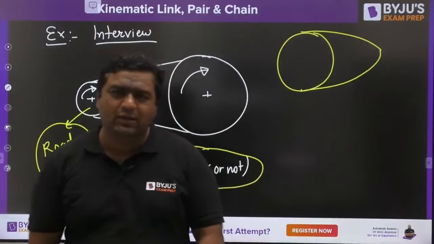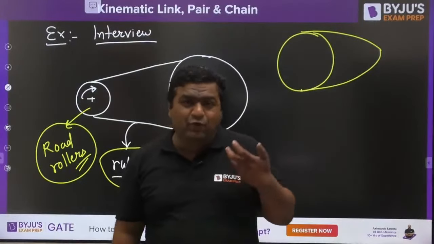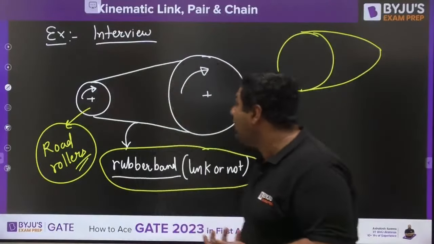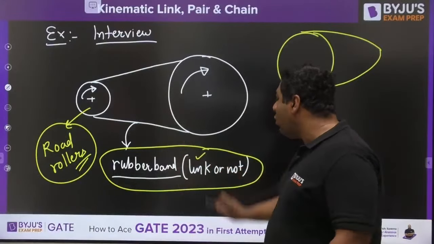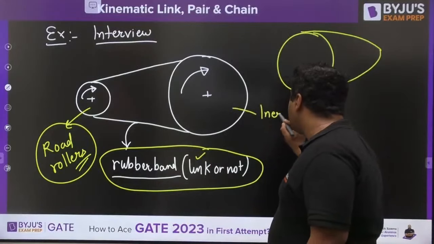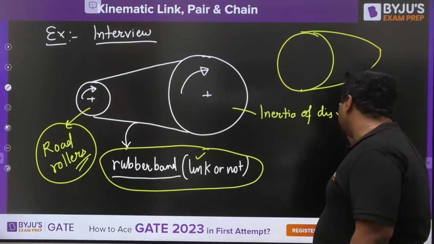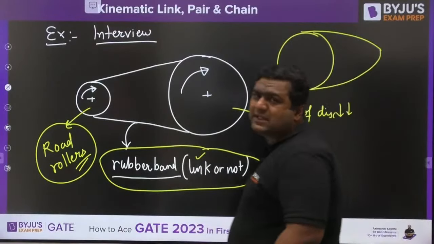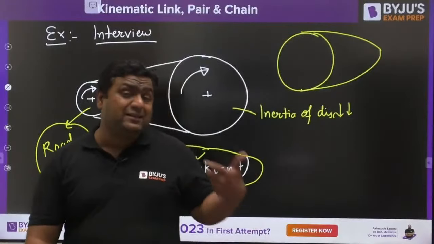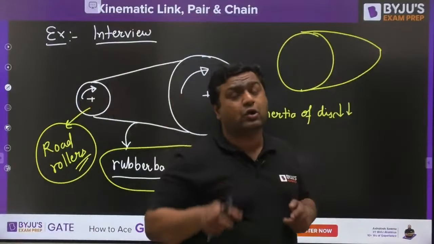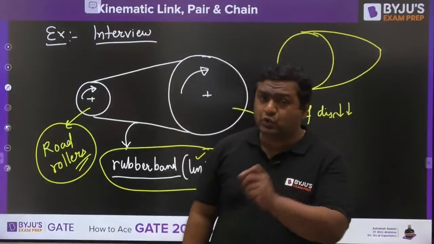No, it's not. The rubber band is going to fracture in that case, my dear. So the rubber band would not be able to transfer the motion if you had a road roller. So my dear, this rubber band would be acting like a link only if the inertia of the disc is very, very low. If the inertia of the disc is high, then this rubber band would not be acting like a link. So whether this rubber band would be acting like a link or not depends on the inertia of the cylindrical disc. This is the answer to this question.